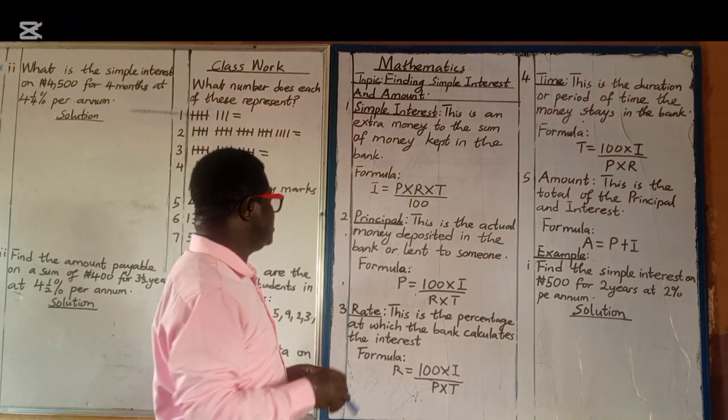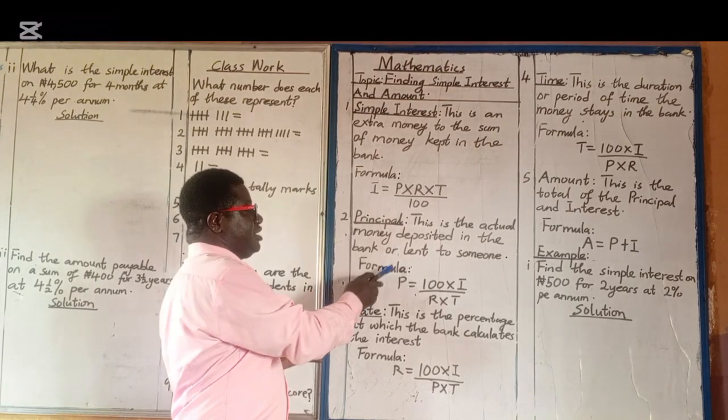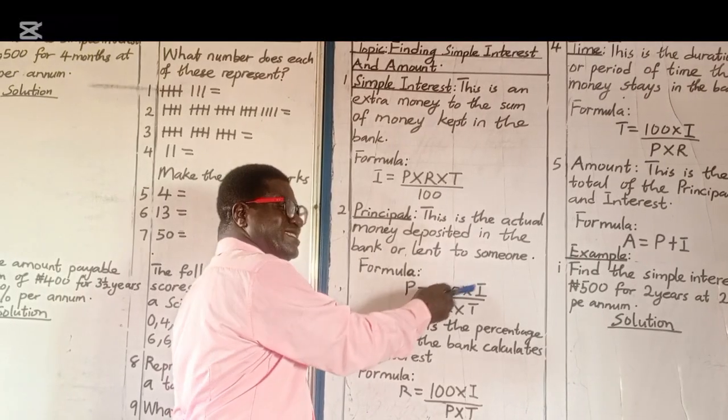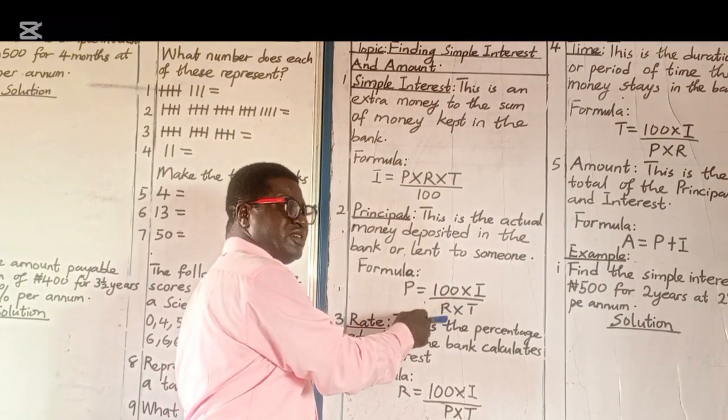Now, the formula for principal. The formula says principal equals 100 times simple interest divided by rate times time.